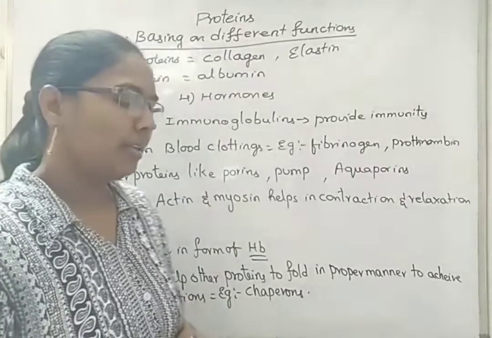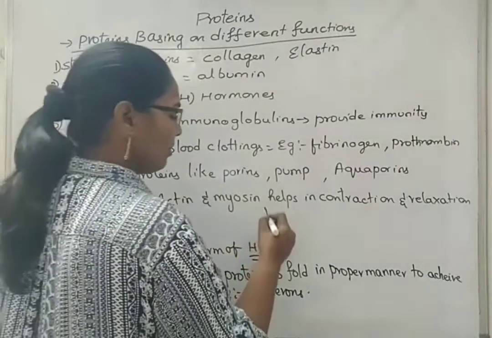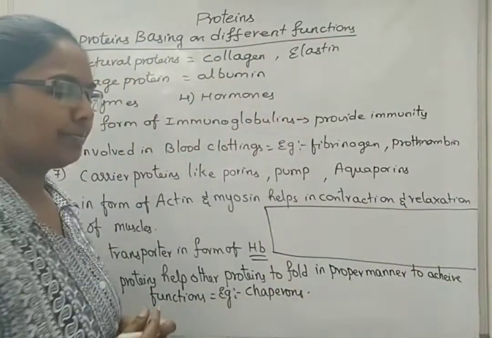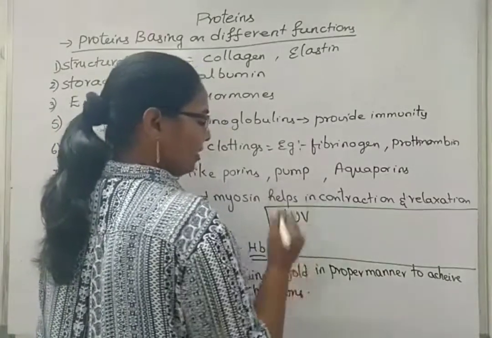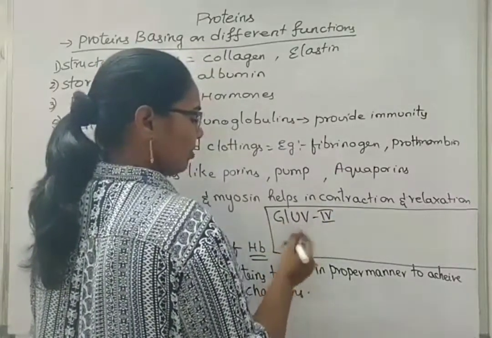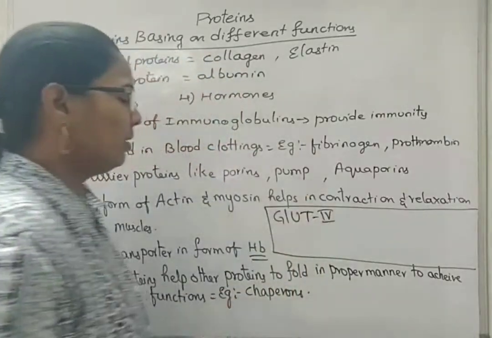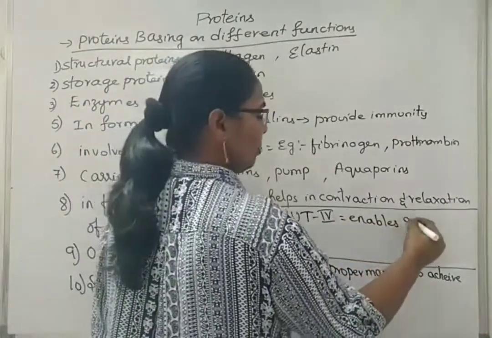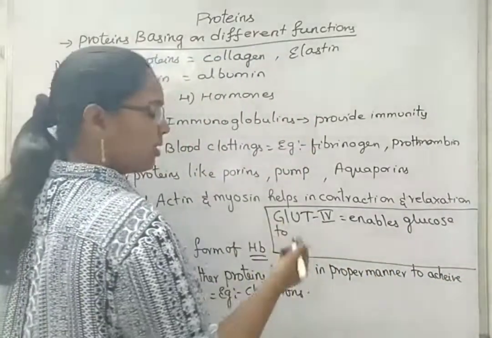Now, according to NCERT, another example is left over, that is GLUT4, which supports transportation of glucose among the cells. They have given it like GLUT, and Roman numeral 4, okay. GLUT4 enables glucose to be transported into the cell.